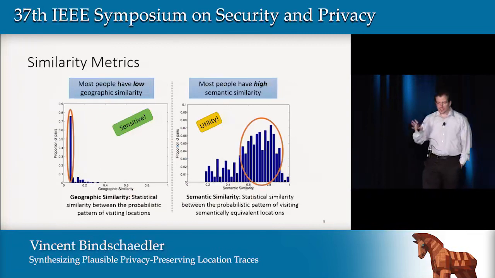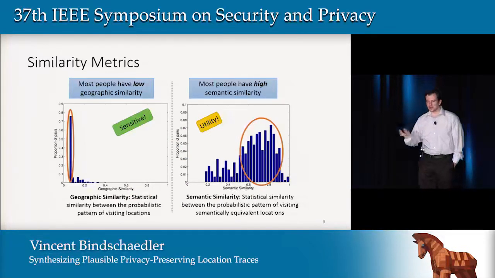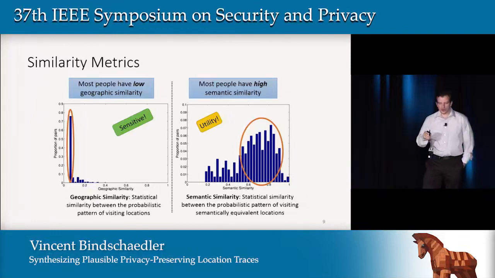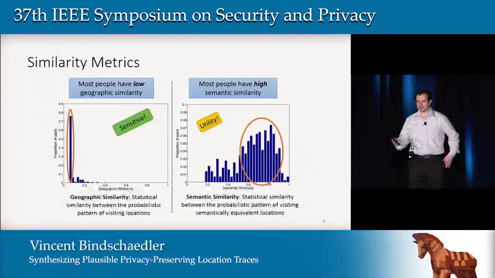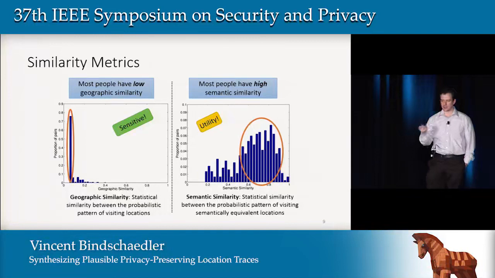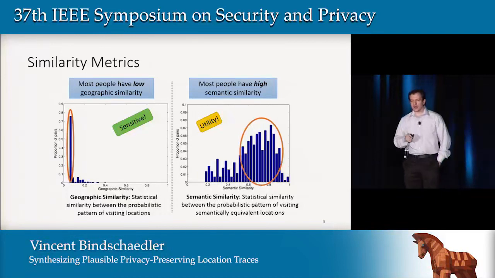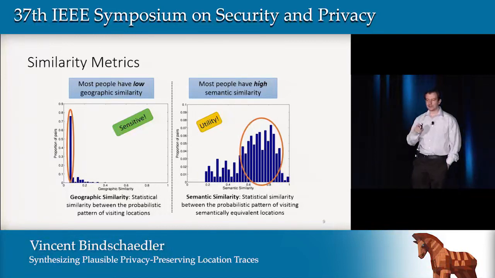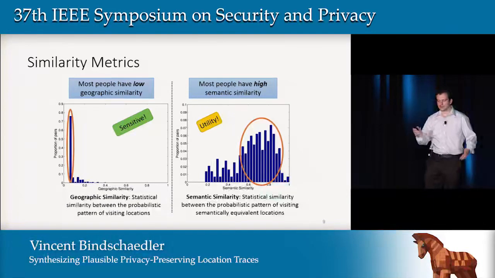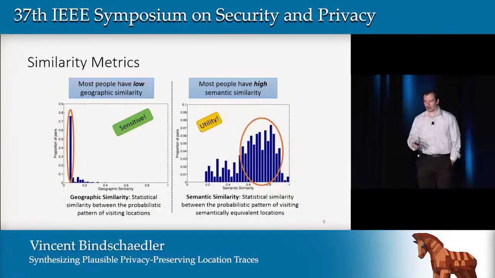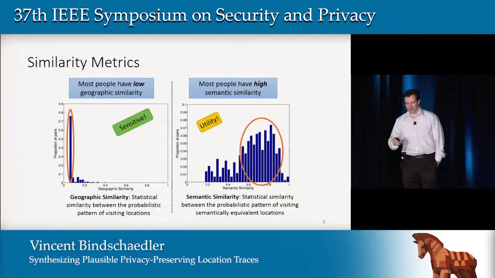With this, we can actually propose 2 metrics, a geographic similarity metric and a semantic similarity metric. Now, on the one hand, we do expect that most people are going to have low geographic similarity, because if we take 2 random individuals, they're going to visit very different locations during their day. On the other hand, most people are expected to have high semantic similarity, because individuals have similar lifestyles. People are at home during the night, during the day they go to work, perhaps the opposite if they're a grad student working on a deadline.